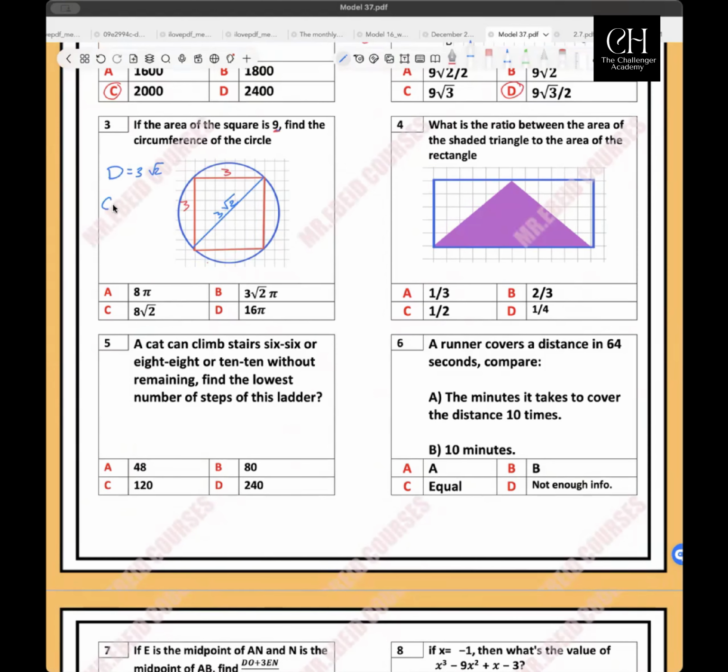And you know that the circumference of the circle is diameter times pi. So the answer is 3 root 2 times pi. 3 root 2 pi, which is choice 3.